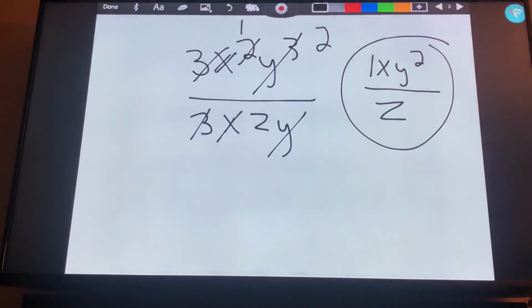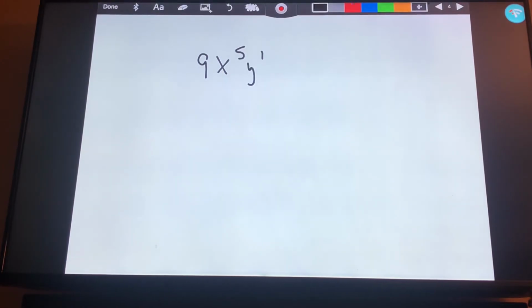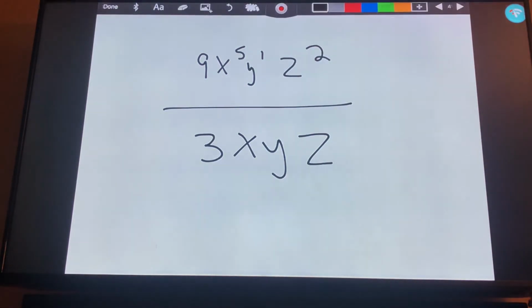Now let's do the second part of it. We had 9x to the 5th, y to the first, z to the second, all over the same 3xyz. I want to get rid of what? The bottom. So I'm dividing the constant into the top, but I'm subtracting my variables to get rid of my exponents. So 3 goes into 9 how many times? I'm going to write it all right over here. 3 goes into 9 3 times.